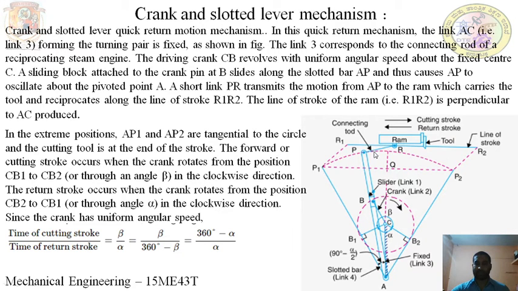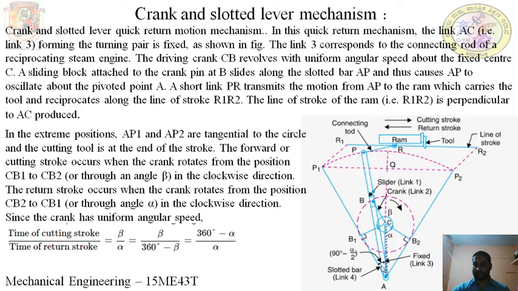A short link PR, which you can see here, acts as a connecting rod. As the crank CB rotates with a fixed center C, the slotted bar oscillates like this. As the slotted bar is fixed at C, it cannot revolve along with the crank pin; it will oscillate like this.